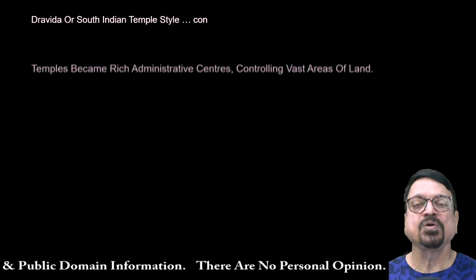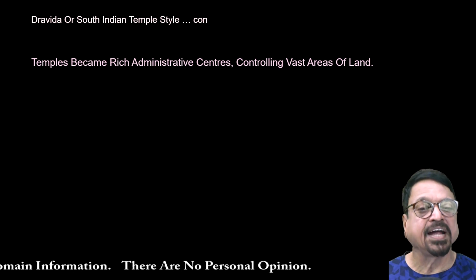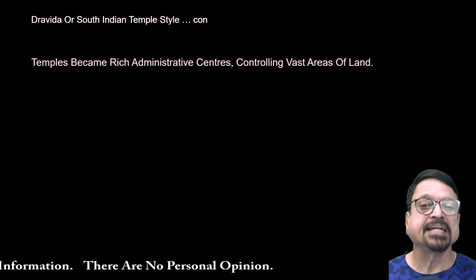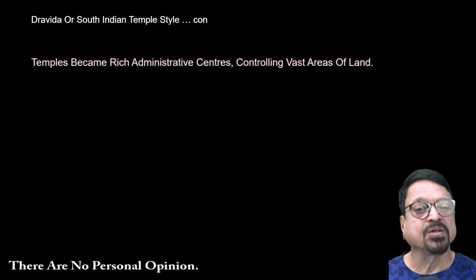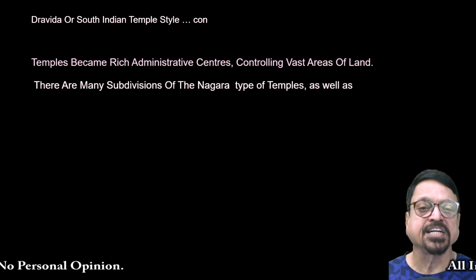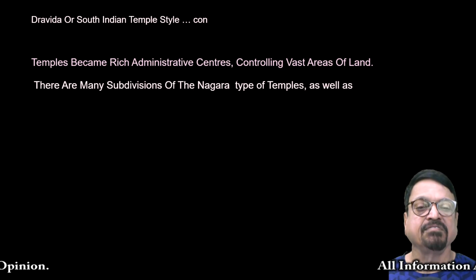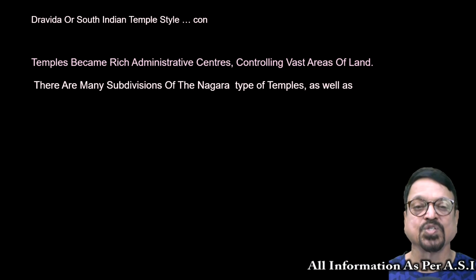Then furthermore, let's continue. Temples became richer as the days went. Temples became richer and they became an administrative center. They started acquiring large lands. They were an administrative center, a military base, a social center, and marketplaces. All these things we have seen when we were seeing different videos.